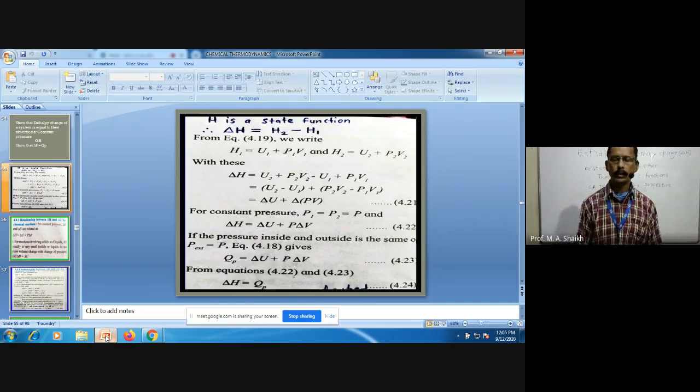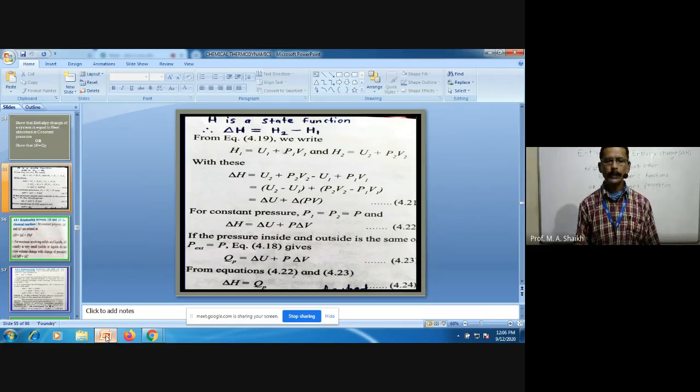Now we can take out the U2 and U1 in single bracket. So we will get delta H is equal to U2 minus U1 in single bracket, plus in other bracket we can write P2 V2 minus P1 V1. See, pressure is constant. So at constant pressure P is equal to P1, which is equal to P2. So we can write P in place of P1, also we can write P in place of P2.